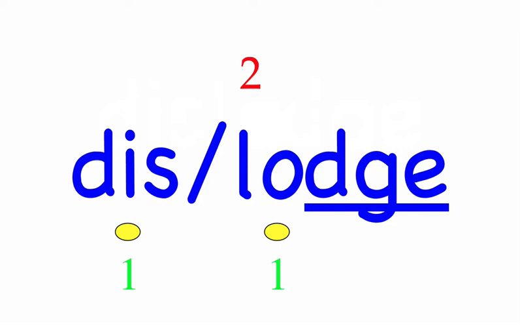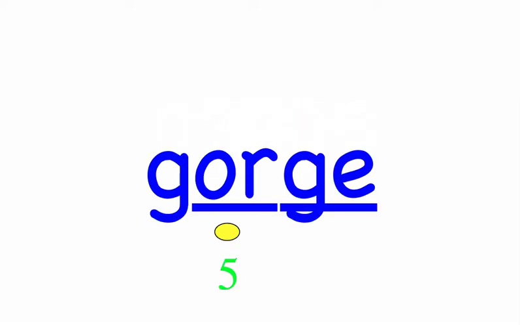Row 6, gorge. We hiked to the bottom of the gorge. Gorge, 3 sounds. G, or, J. Gorge. Mark the word.